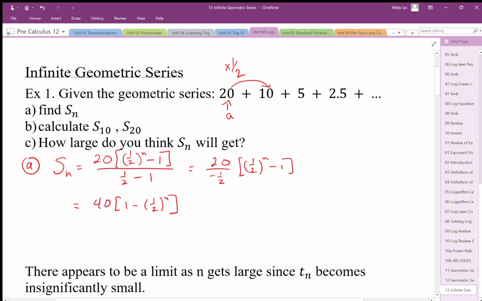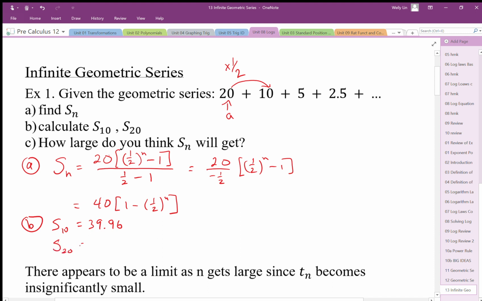So using this formula, I'm just going to plug it into my calculator. I'm going to calculate S10. So what's my S10 going to look like? Okay, so 40 bracket 1 minus bracket 1/2 to the power 10. And I'm getting a value of 39 point. So S10 equals 39.96 and a bunch of decimals. So I'm just going to round it to 39.96.